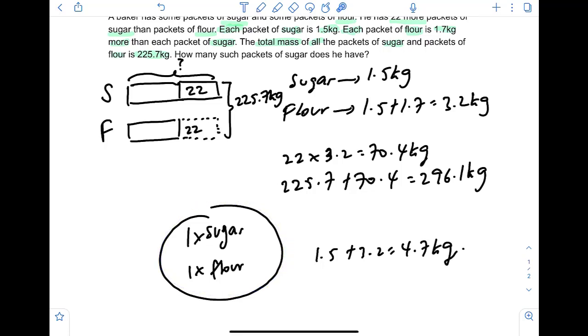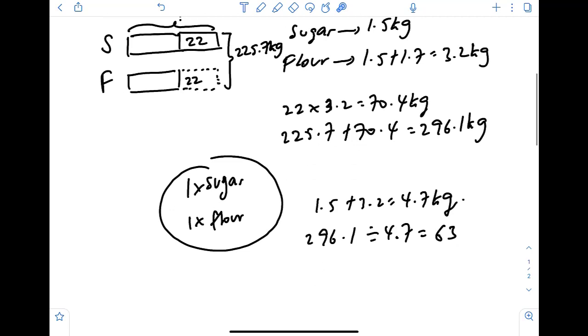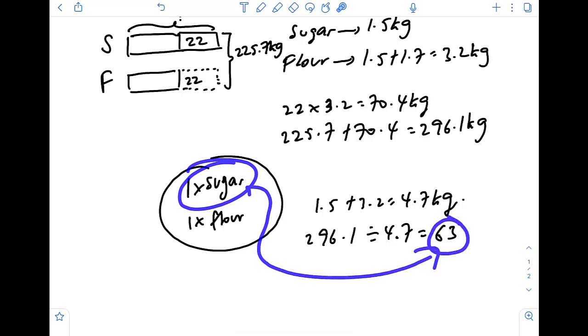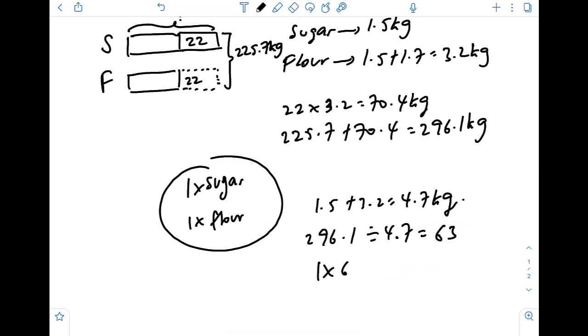So of course we have more than one group because the total mass right now is 296.1. So 296.1 divided by 4.7 will give us the number of groups: 63 groups. And remember, in each group there is 1 of each. So we want to find how many sugar packets there are. So 1 times 63 gives us an answer of 63 packets of sugar.